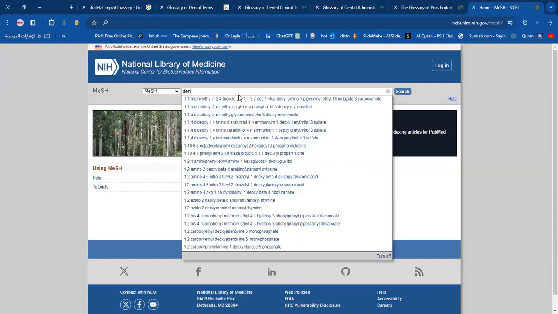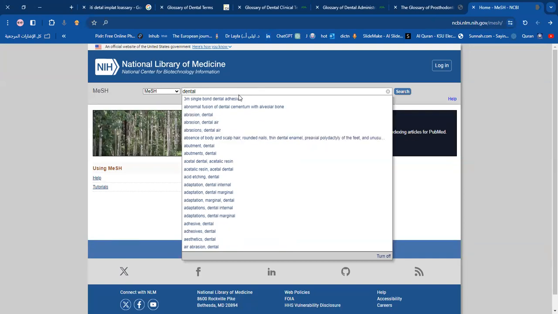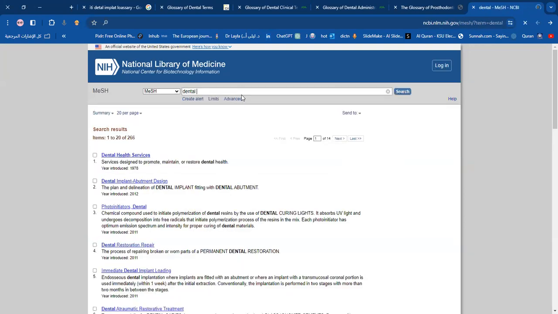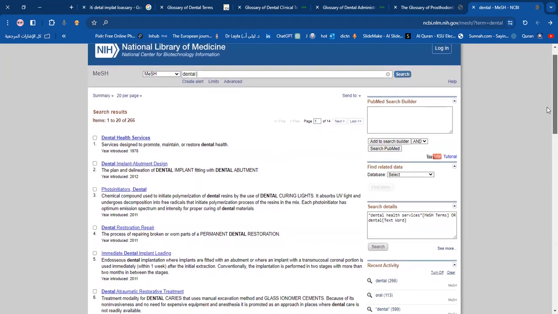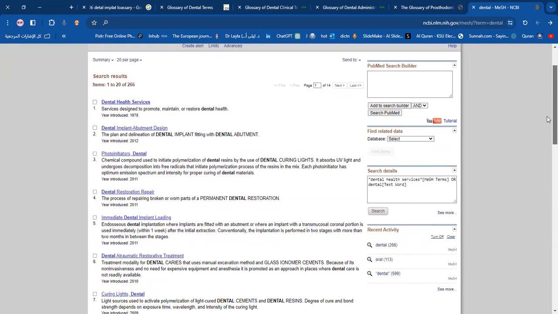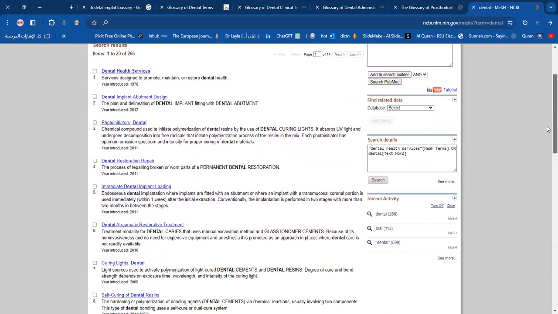I'm going to write dental here. So we're talking about dental terminology. Okay, what did we get? We got around 266 related to dentistry. These are terminologies related to dentistry. So if you go through them, and I would advise you to do so, you will find that you are enlarging the terminology and even your insights in the dental field.